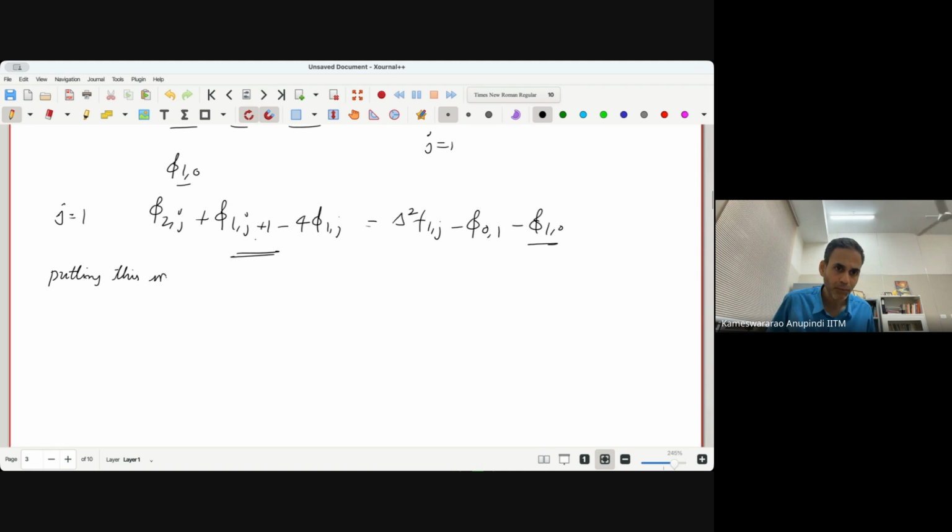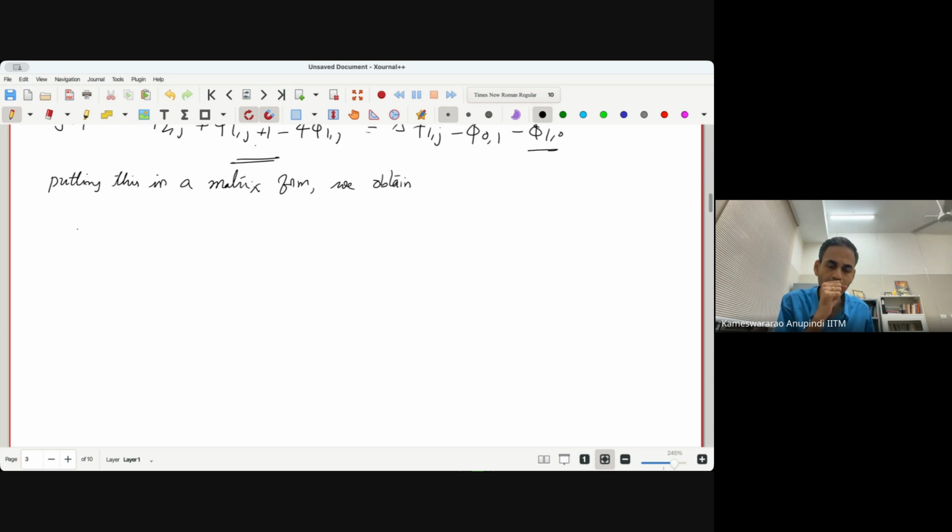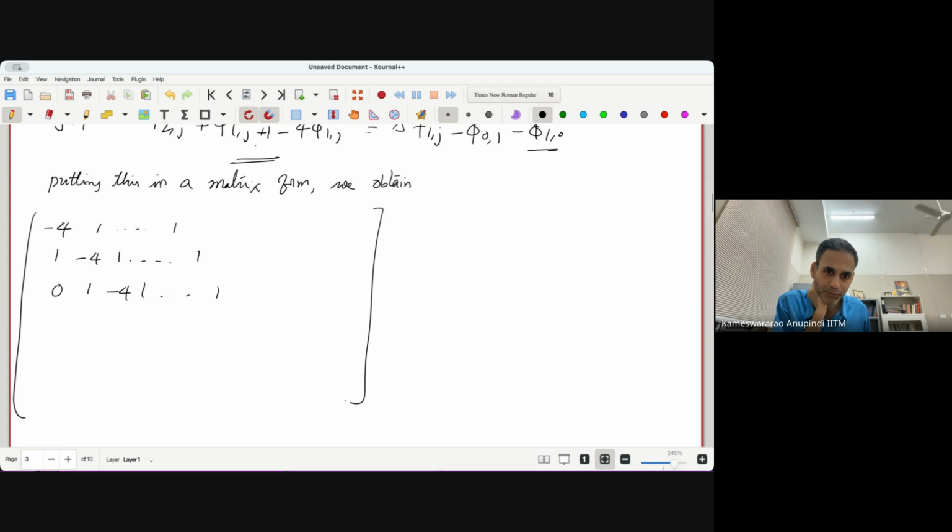That means if I were to write this in a matrix form, we obtain a very big matrix, which is going to be -4, 1, and 1, because the other two have gone to the right hand side, as phi 0, 1 and phi 1, 0 are known. Then the second entry is going to be 1, -4, 1, and then another 1. In between there are all zeros, and then you're going to get 0, 1, -4, 1, and then another 1, and this is going to repeat like this.